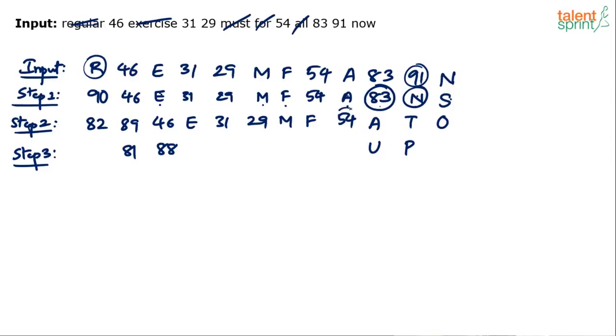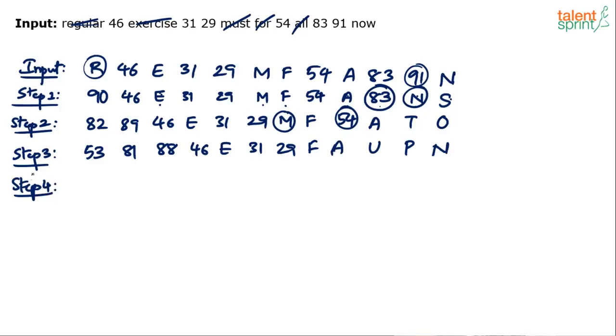After 83, I think 54 is the next highest number. And in terms of letters, it should be M. So 54 becomes 53. M will become N. Copy everything else as it is. So 46, E, 31, 29, F, 54 has been moved. A will come here. Then step 4.